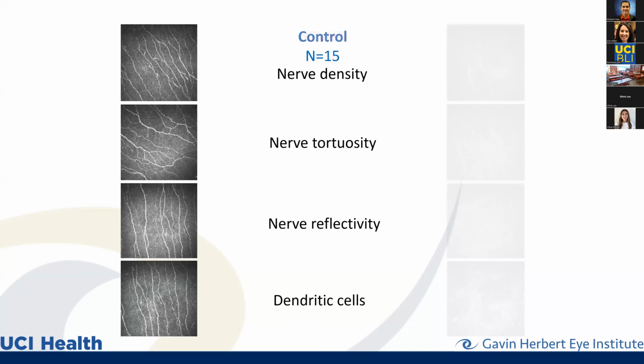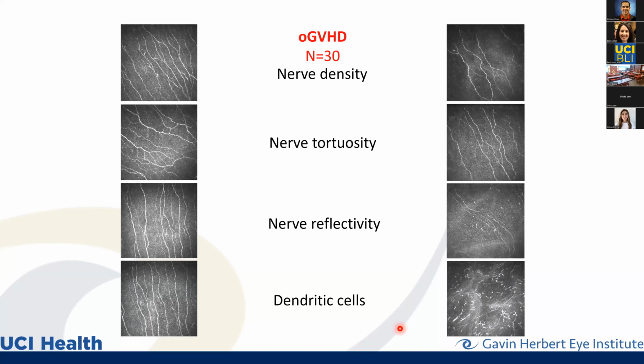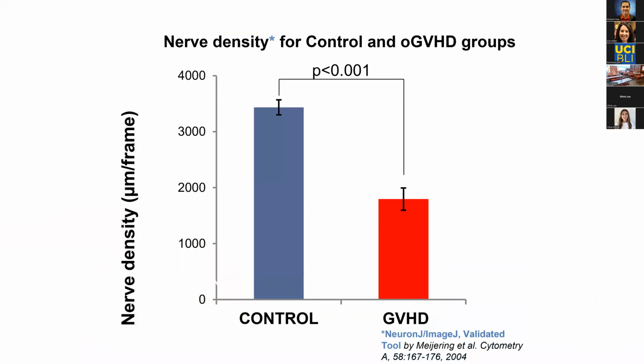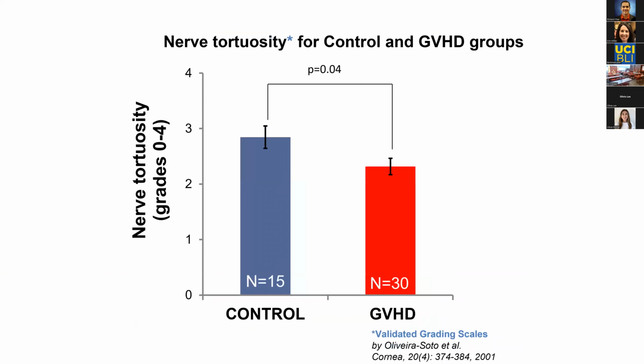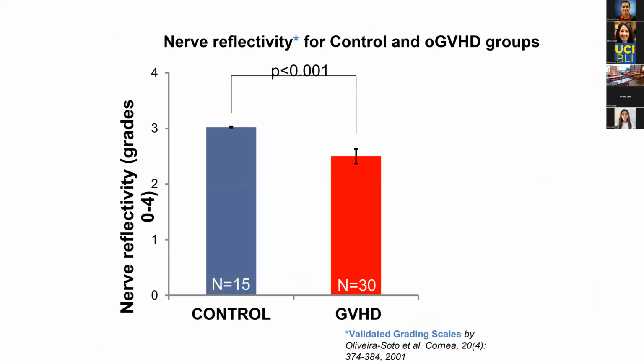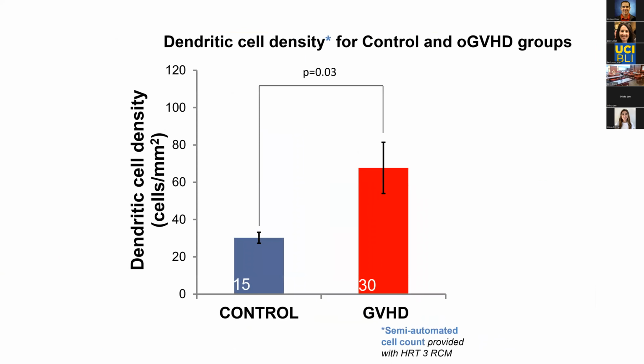How about the nerves? Very similar: decreased density, increased tortuosity, decreased reflectivity, and again, presence of dendritic cells at a much higher density than compared to normals. So same data, the nerve density quantitatively was lower in the graft versus host patients. The nerve tortuosity was lower, the nerve reflectivity was lower, and there were more dendritic cells in the graft versus host eyes compared to normals.